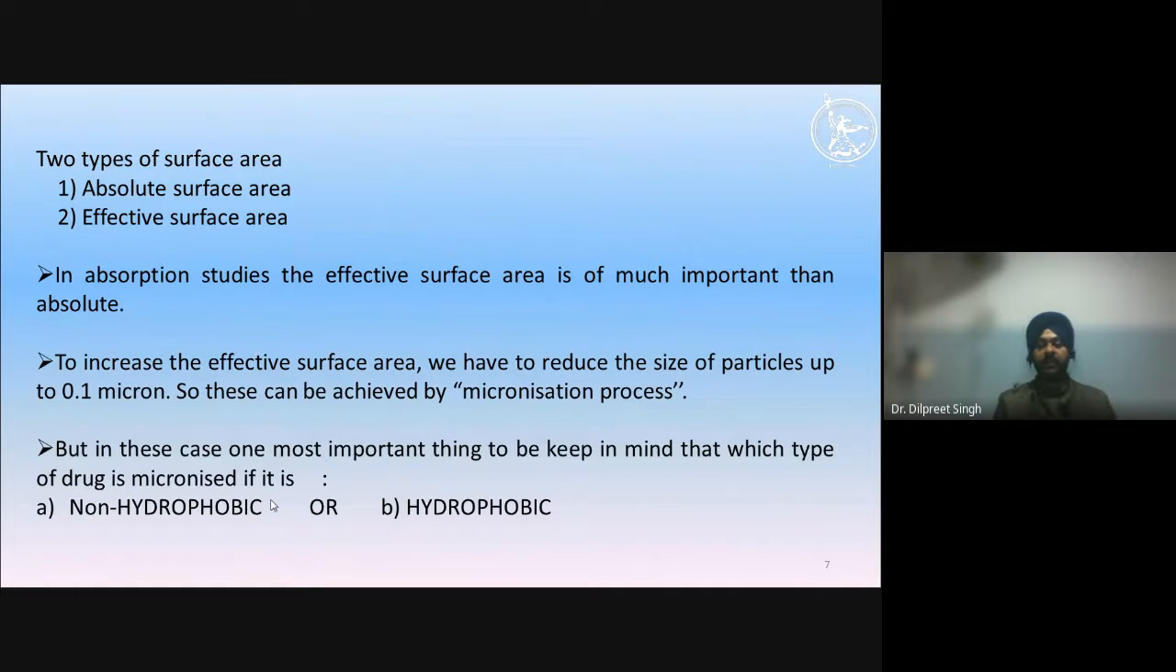Micronization is basically done by mechanical means, by shearing means, or by electrical mixing. It converts the particle size from polydispersed to monodispersed nature. So it converts the particles to an equal size range, but in this case, one most important thing we need to keep in mind is which type of particle needs to be micronized. So which type of drug is the drug of choice to convert from polydispersed to monodispersed? Whether the drug is non-hydrophobic, whether the drug is hydrophobic. So which type of drug actually needs micronization.